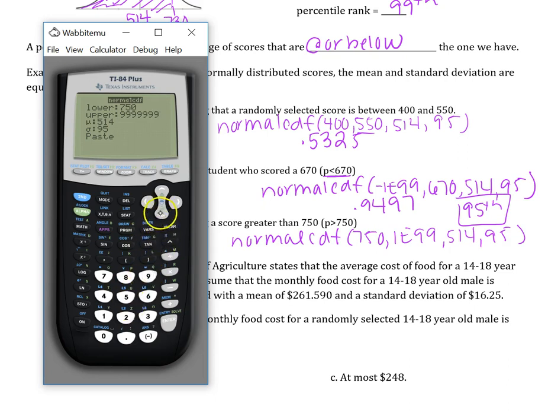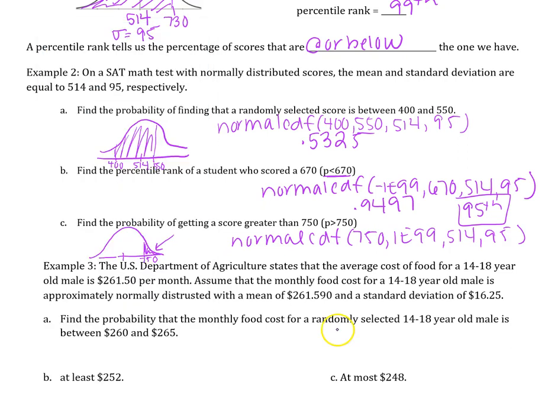Okay, same, paste. And 0.0064, so it's very slim chance of getting a score greater than that, which makes sense because 750 is a lot above 514, many standard deviations above. Okay, so 0.0064.